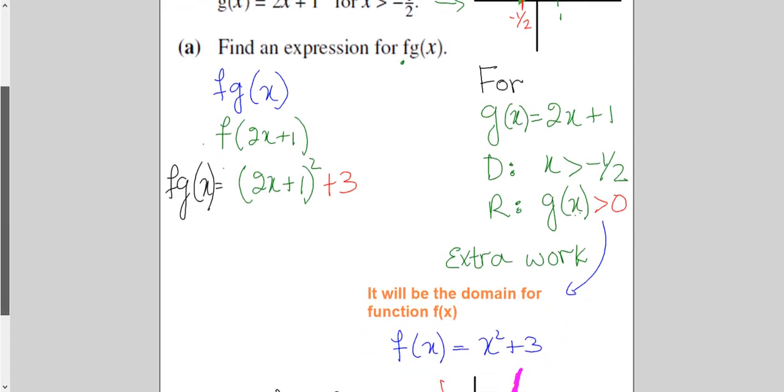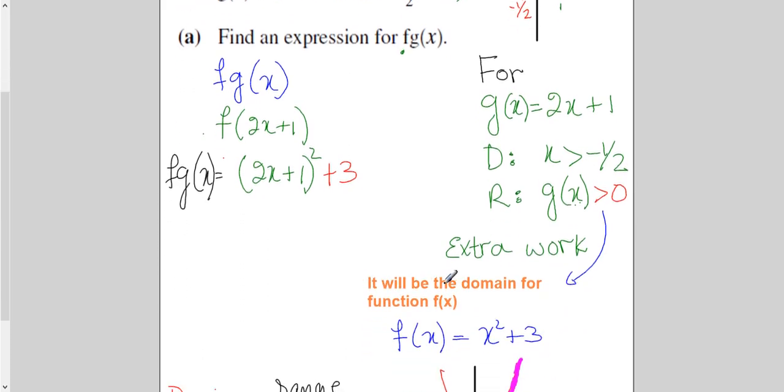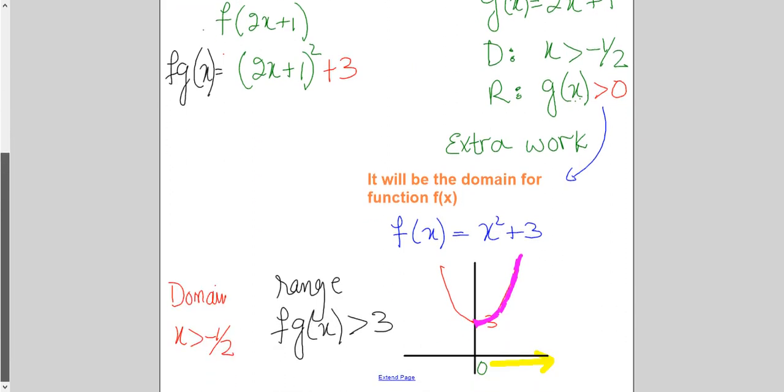So for the extra work, if I have to find the domain and range of function fg, I will substitute this value in function f. When I substitute it, I have done a rough sketch here. All the outputs will be more than 3. So the range of fg(x) will be greater than 3, and the domain will be greater than -12. This is how very quickly we have calculated the domain and range of the composite function fg(x).